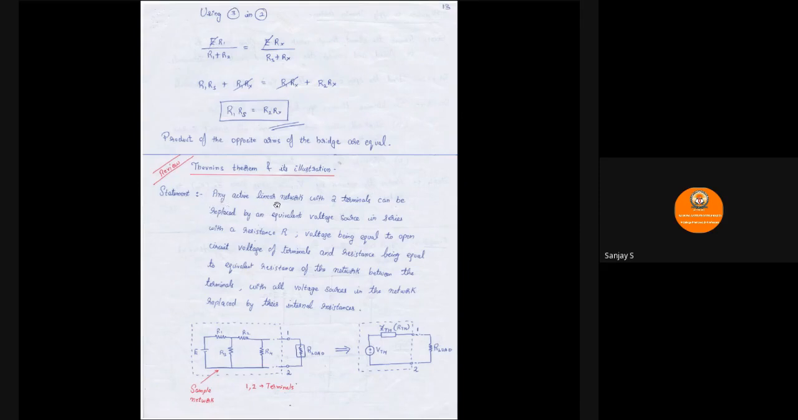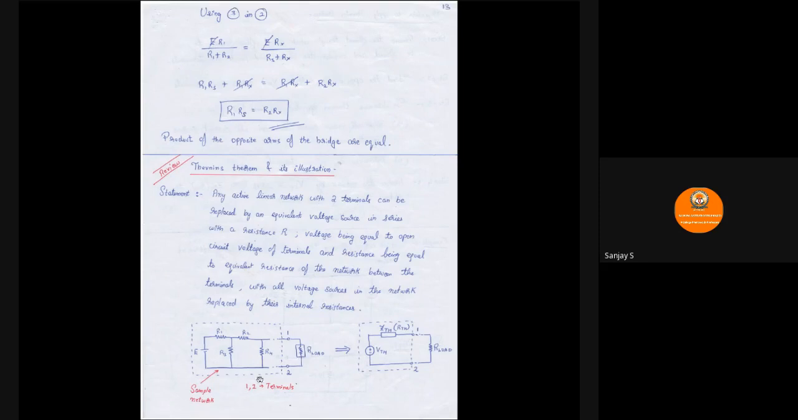Any active linear network with two terminals can be replaced by an equivalent voltage source in series with a resistance R, the voltage being equal to the open circuit voltage of the terminals and the resistance being equal to the equivalent resistance of the network between the terminals, with all voltage sources in the network replaced by their internal resistances. This is the statement of Thevenin's theorem.